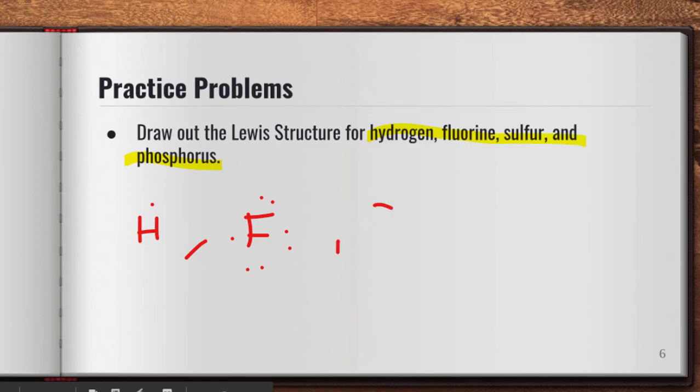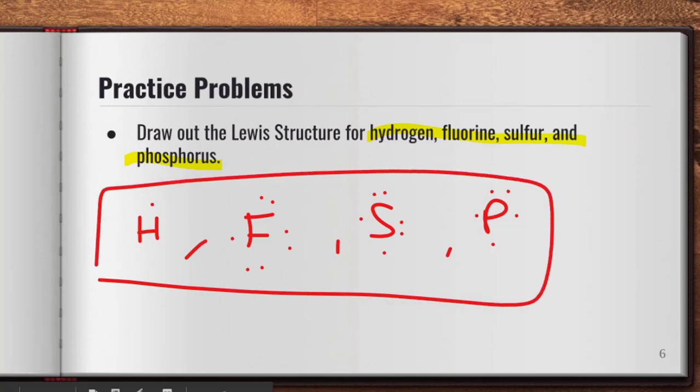Ooh, sulfur, that's going to be tricky. If we look on the periodic table, we find that sulfur has 6 valence electrons. 1, 2, 3, 4, 5, 6. And the last bit, phosphorus. Phosphorus has 5. 1, 2, 3, 4, 5. Yeah. As I said, tough stuff, but I don't think you'll have any problems with this. But keep these things in mind as we start moving forward and start thinking about Lewis structures, which is what we're going to look at in our next video.